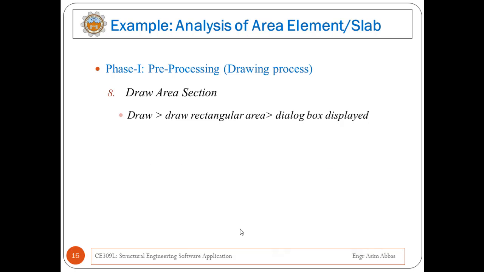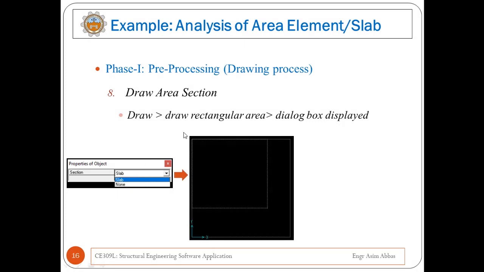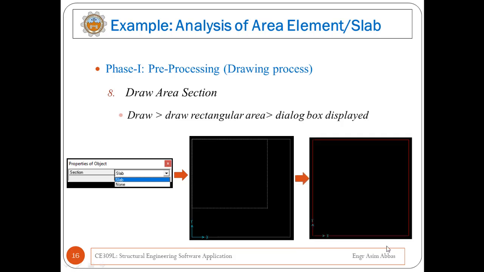In the example I will draw the area section using the rectangular area option. So just click on Draw, then go to Draw Rectangular Area, right? This window will appear. From here you will select the area section that you want to draw. The rectangular area is usually drawn diagonally, so just click on one diagonal point and then on the other, right? So the area will be drawn.